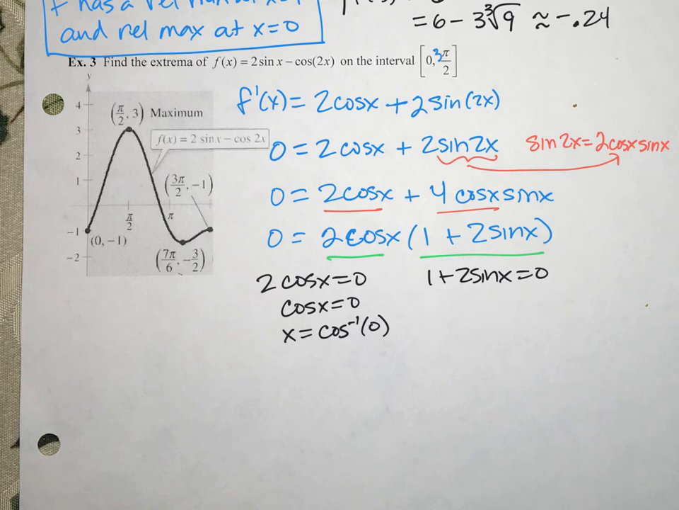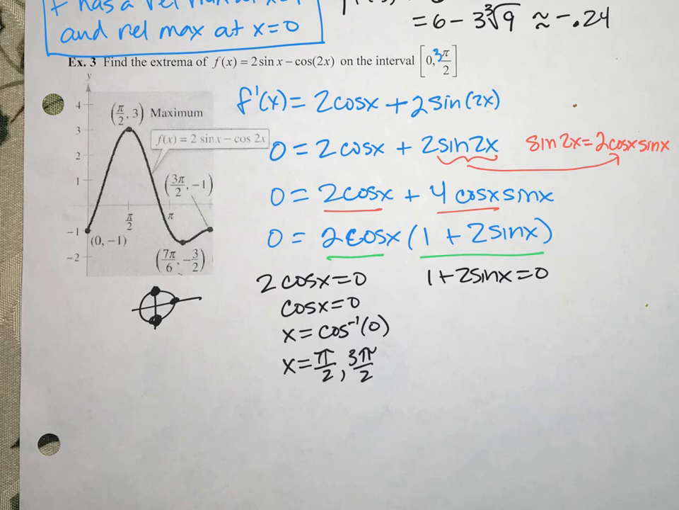Now, in our interval, remember we had an interval from 0 to 3 pi over 2. So you might want to think about the unit circle. On the unit circle between 0 and 3 pi over 2, cosine would be equal to 0 twice. It would be equal to 0 at pi halves and also at 3 pi over 2. So x is equal to pi halves or 3 pi over 2.